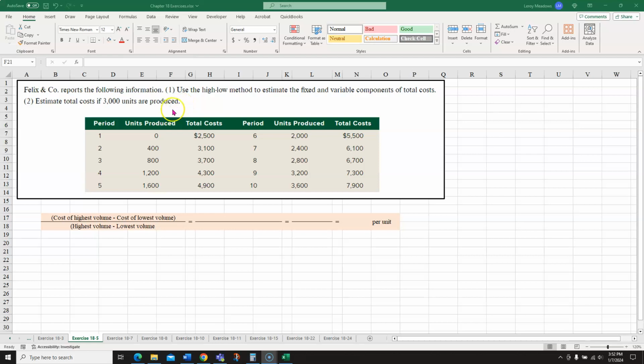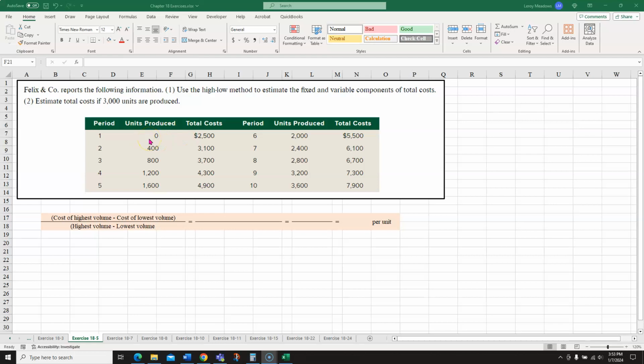Whenever doing the high-low method, remember that unlike the scatter plot diagram or the regression analysis, which involve all the relevant data here for units produced and total costs, under the high-low method we're only looking at the highest number of units produced and the lowest number of units produced. So we have this information here in these two columns.